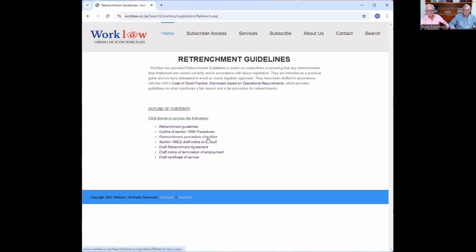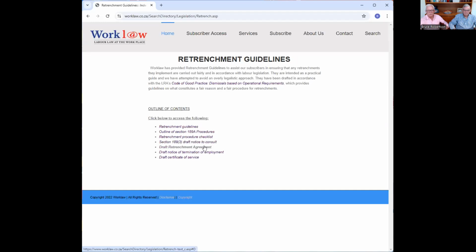There's a retrenchment procedure checklist, which we've given you. There's a draft notice to consult. This Section 189.3 notice is a key part of the retrenchment process, and we've given you a draft that you can adapt to suit your own circumstances. Equally, there's a draft retrenchment agreement.